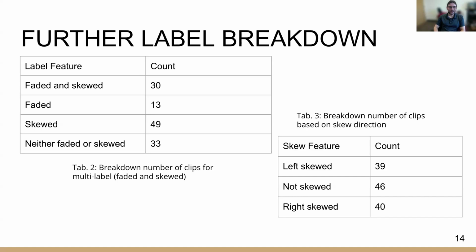And then in the right table, table 3, we looked at what about skewing itself? Because that can cause problems in and of itself. What about left skewed and right skewed and not skewed? So there's a whole bunch of different things we looked at to try to understand how these OCR engines actually operate with this type of condition of the text.